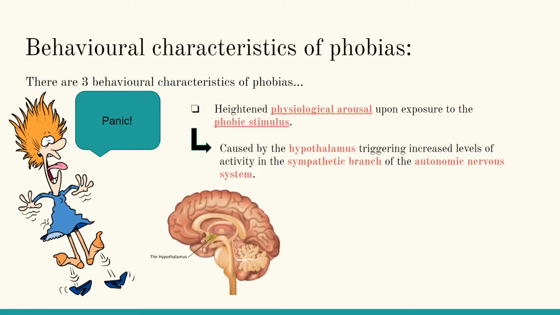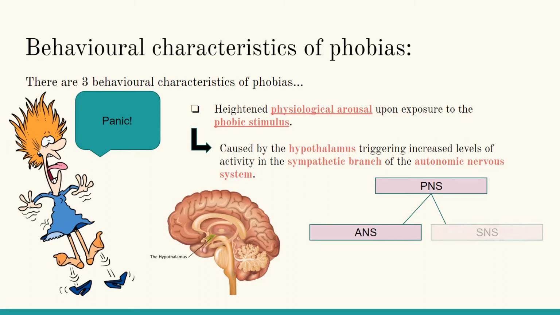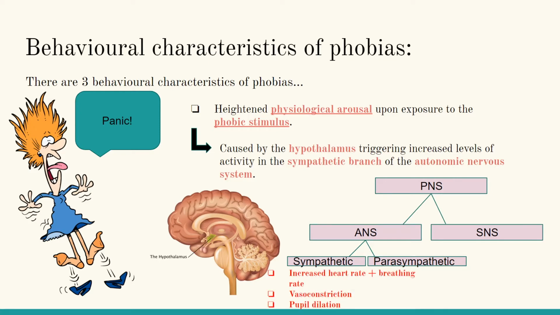So here is the hypothalamus, which, as I stated before, is located in the brain. The hypothalamus has a vital role in controlling many bodily functions, including the release of hormones. Our nervous system is made up of the brain and the spinal cord and the peripheral nervous system, also known as PNS. The PNS is further subdivided into the autonomic nervous system, also known as ANS, and the somatic nervous system, known as SNS. Then, to make things even more complicated, the ANS is subdivided into the parasympathetic and the sympathetic branches. I said that the hypothalamus triggers increased levels of activity in the sympathetic branch, and so what this means is our heart rate and breathing rate increases, whilst vasoconstriction and pupil dilation occur. But like I said, please do not fret about this too much for now, as this is explained in further detail in the topic biopsychology.